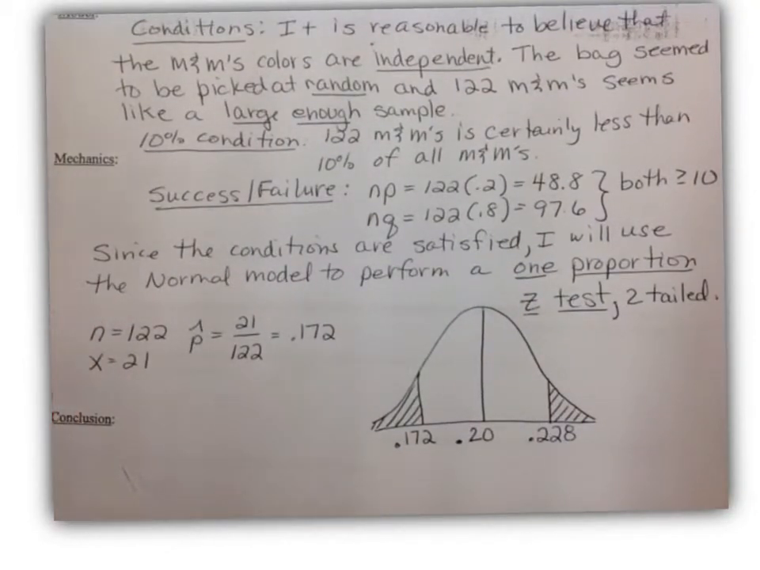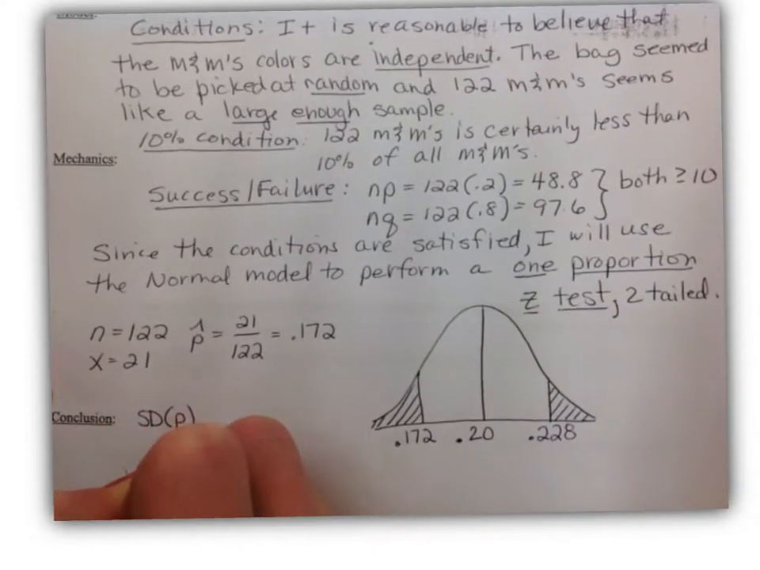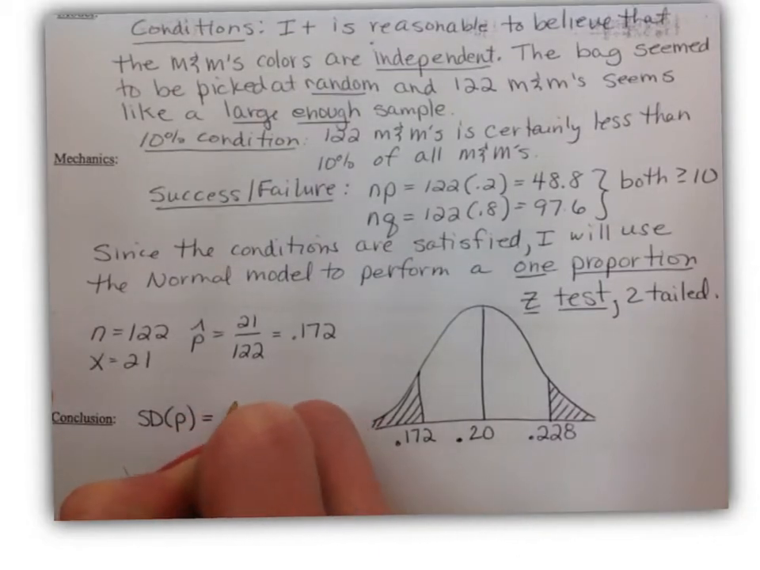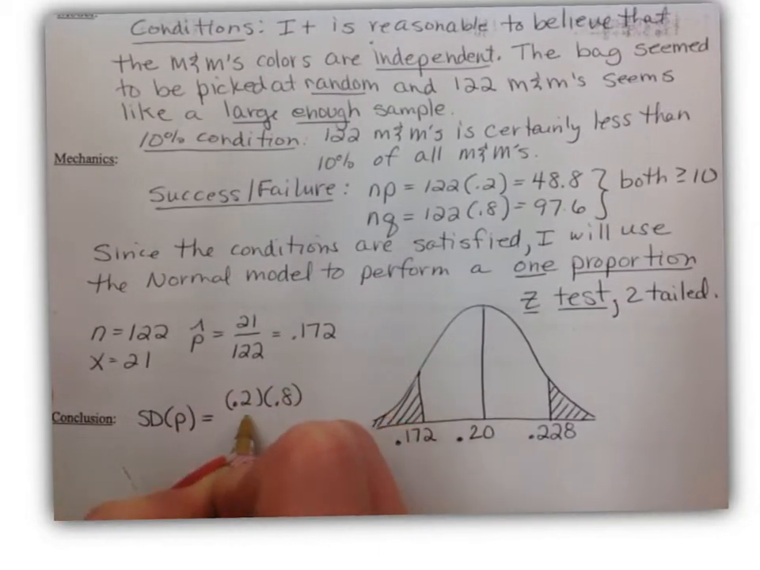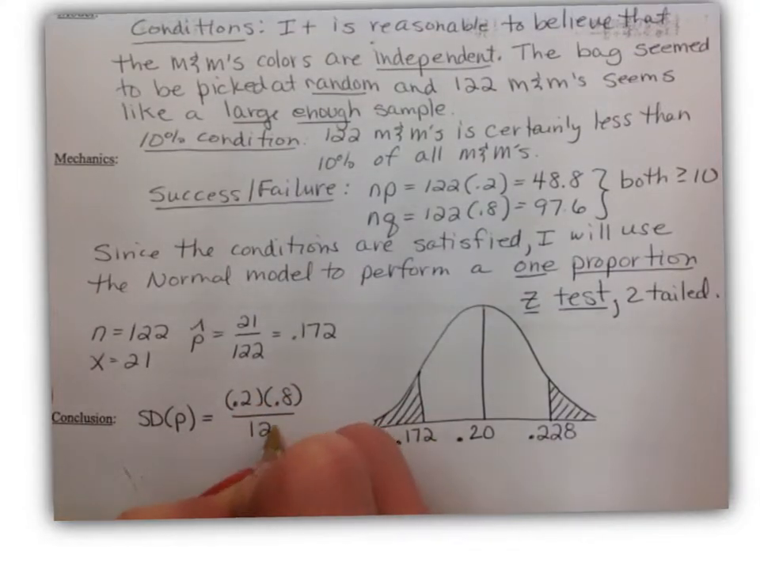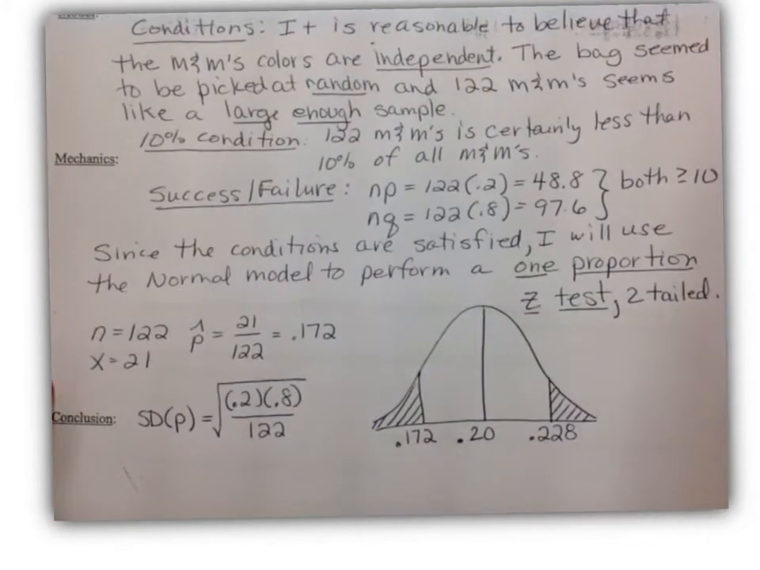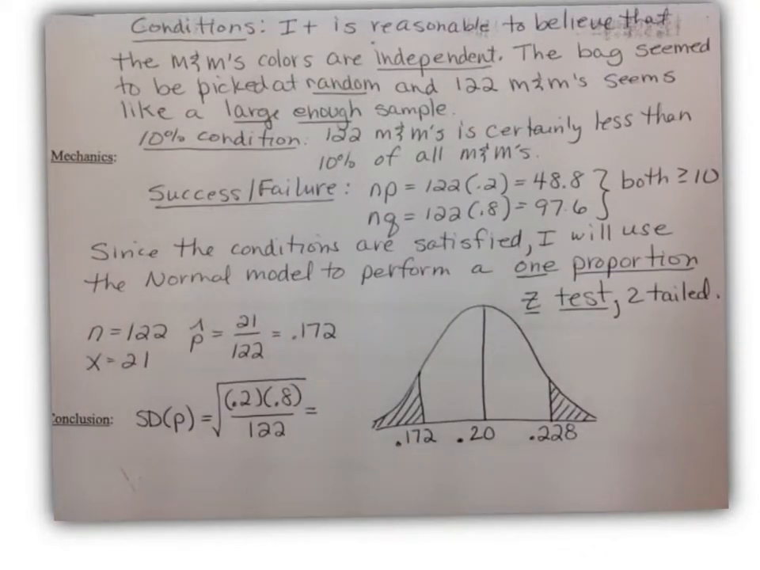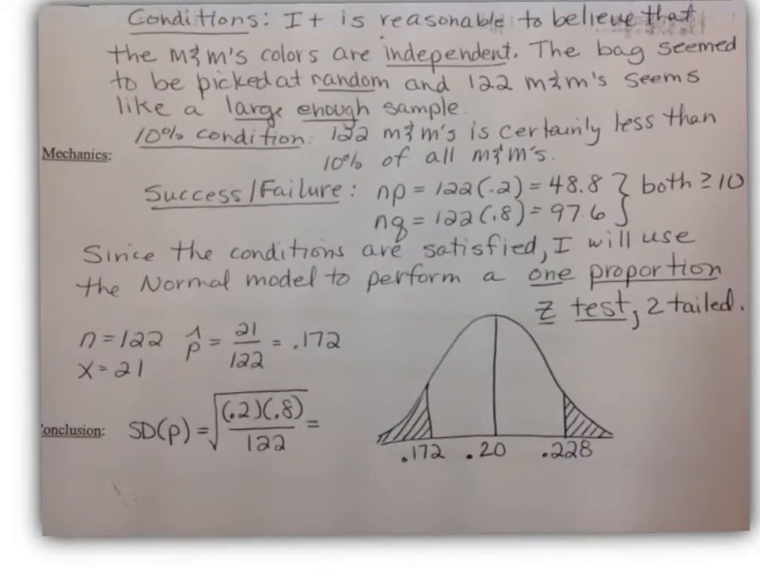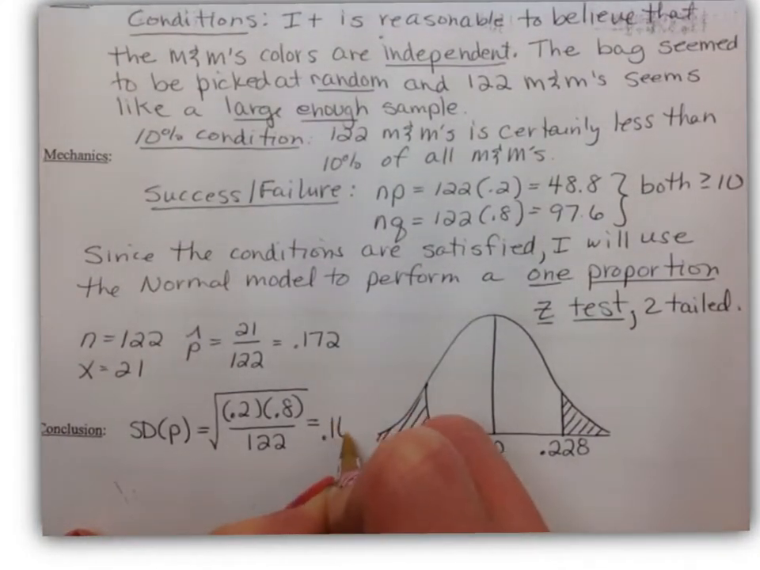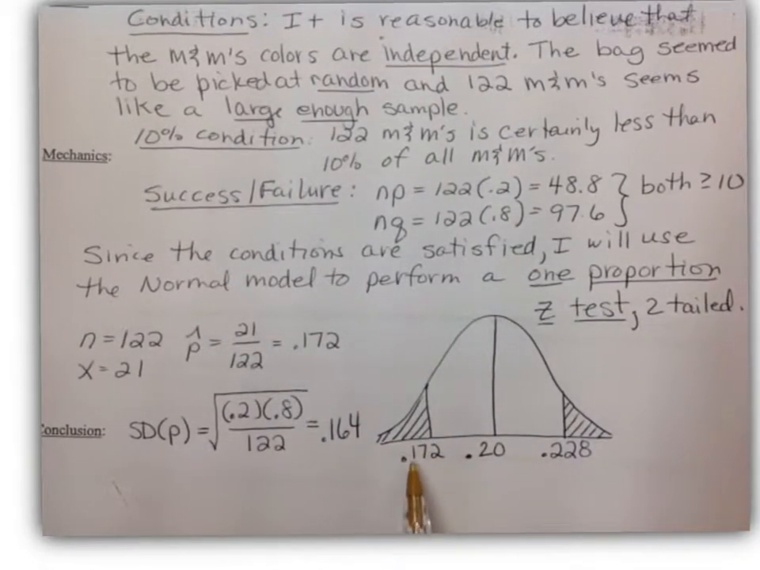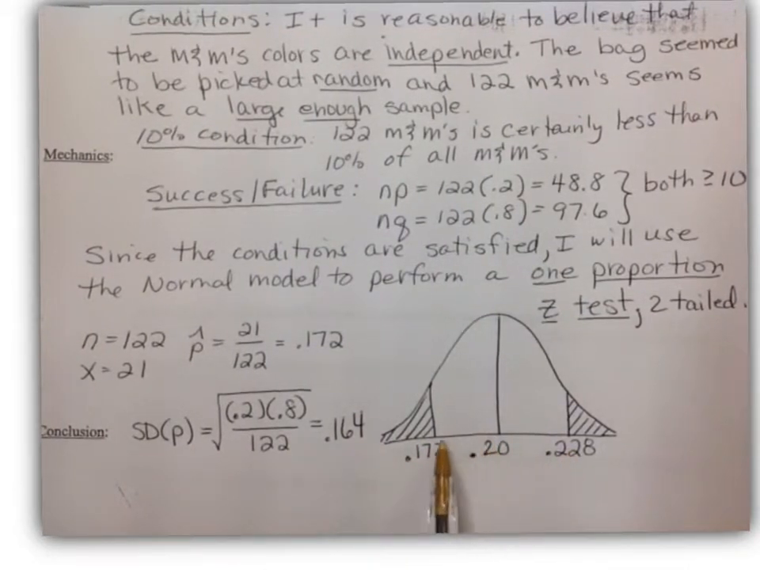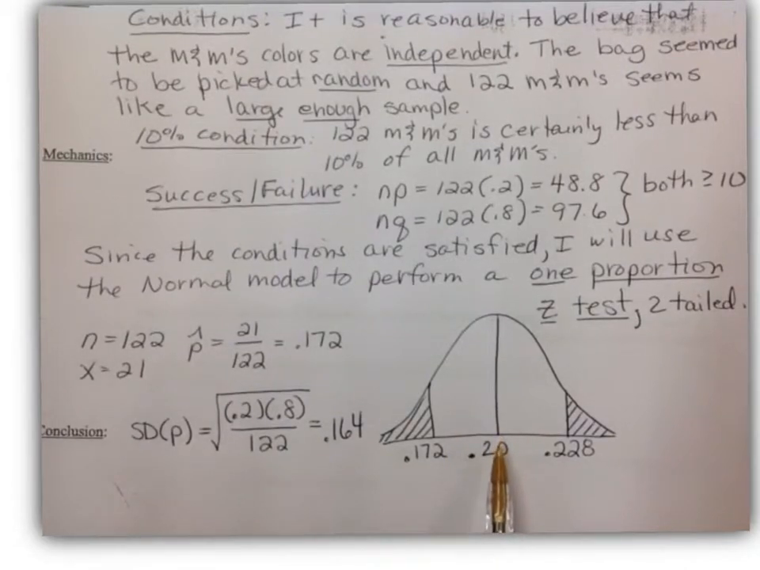So my standard deviation is going to come from the 0.2 times the 0.8 over 122. Now if you calculate that, that standard deviation is going to be 0.164. Now we want to know where our 0.172 lies. Now it ends up being below, but we also want to remember that because we're doing two-tailed, we want to look at both sides. So we just figure out the distance between our original given value, the 20%, and then this value, and then we just go up and we figure that out.